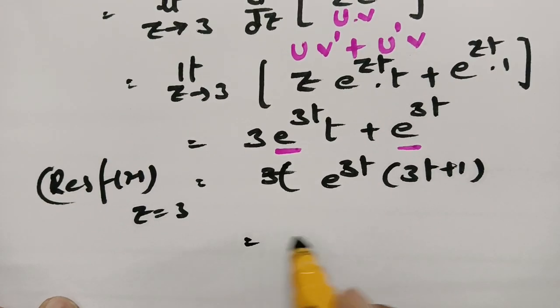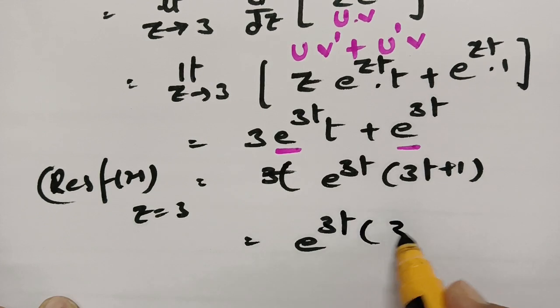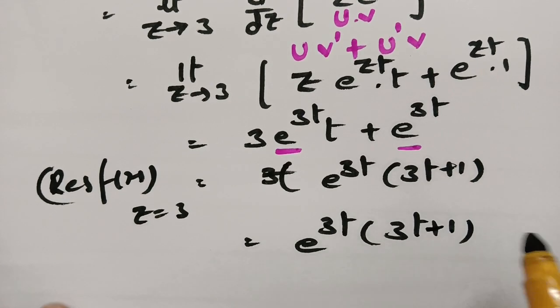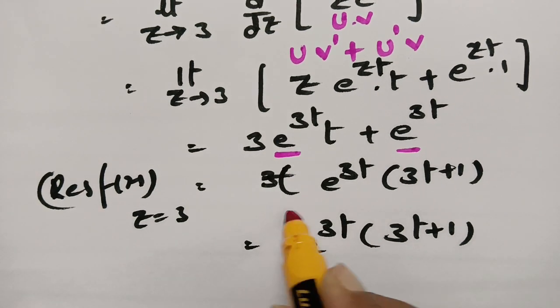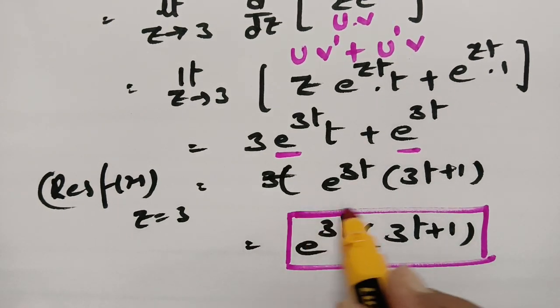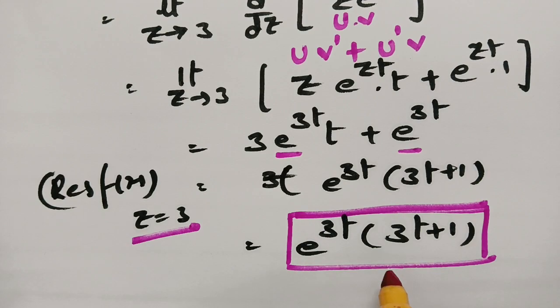Therefore, our required value is e^(3t)(3t+1), the residue value for the corresponding pole z = 3.